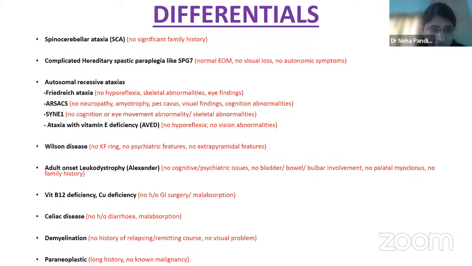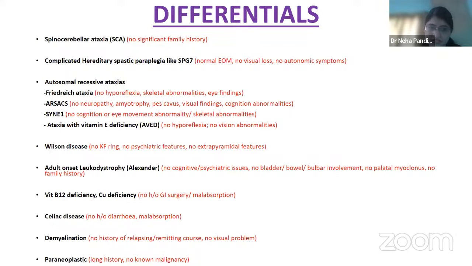Then complicated HSP like SPG 7 and 11, but the extraocular movements were full, there was no visual loss, and no autonomic symptoms. Then autosomal recessive ataxias like Friedreich's, RSEC, sign 1, and AVID. But in Friedreich's there is hyporeflexia, whereas in our case the pyramidal signs were present. Also, there were no skeletal abnormalities, and the square wave jerks were normal.